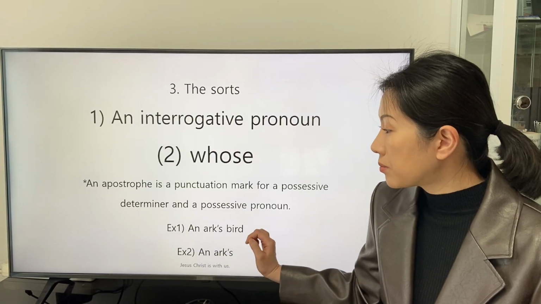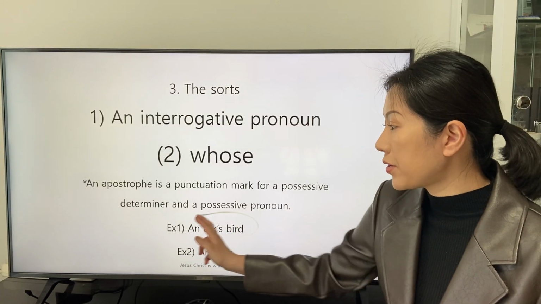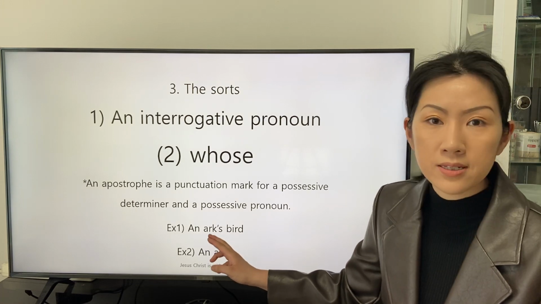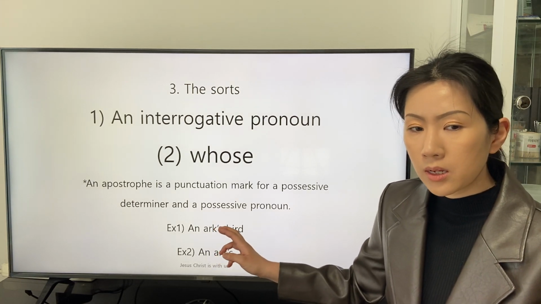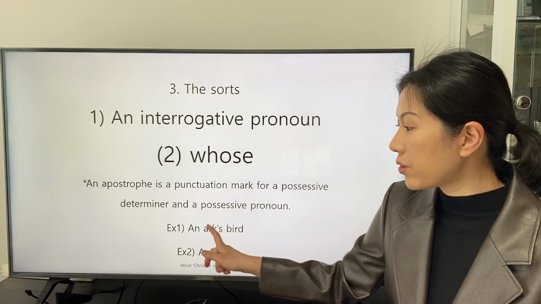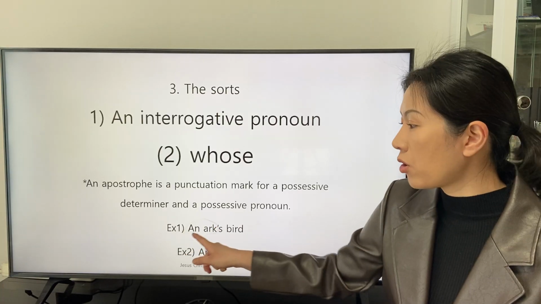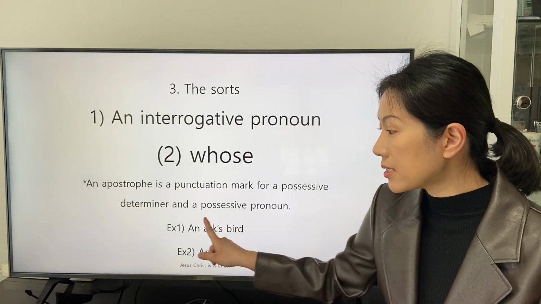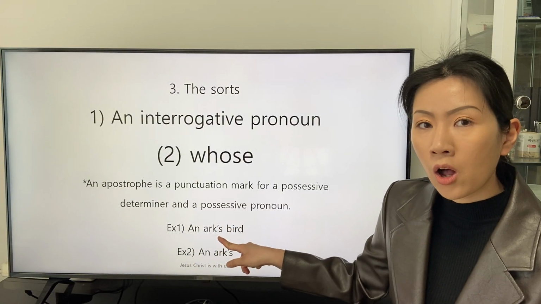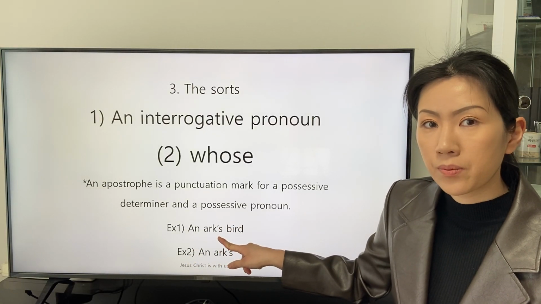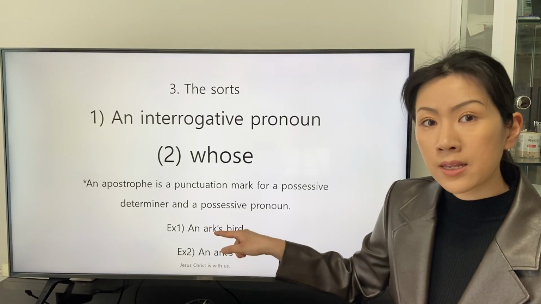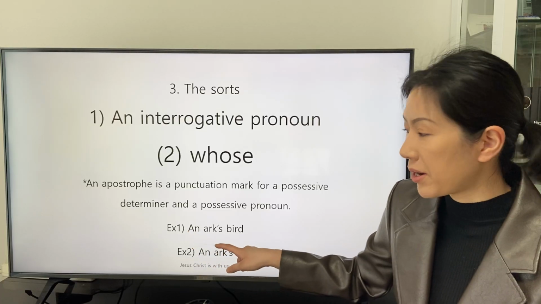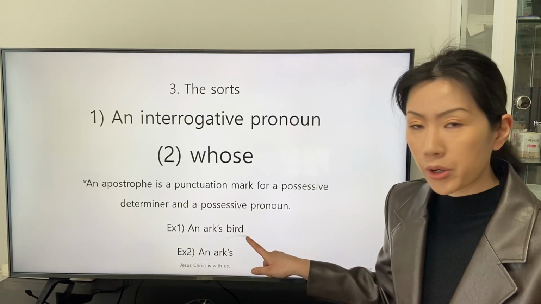In this clause, in this phrase, the first example, the possessive determiner is constituted with the phrase of a general noun, ark, apostrophe, and the letter s. This phrase becomes a possessive determiner. This phrase can have a role of a possessive determiner for the general noun bird.